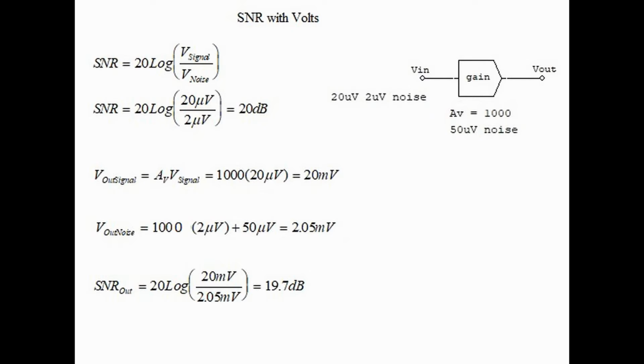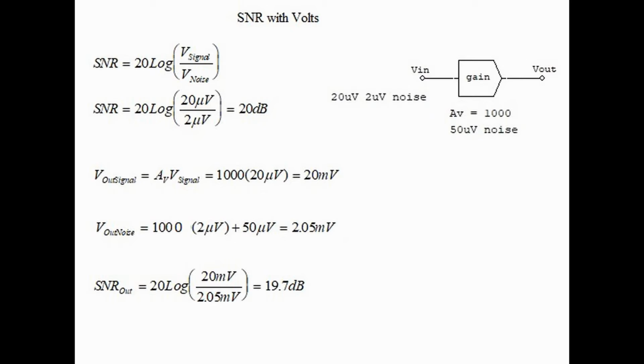First, let's find the signal to noise ratio of the input, which in this case is 20 times the log of 20 microvolts divided by 2 microvolts, which is 20 decibels. Next, let's find the output by saying that voltage output is equal to gain times the voltage of the signal, or 1000 times 20 microvolts for 20 millivolts.